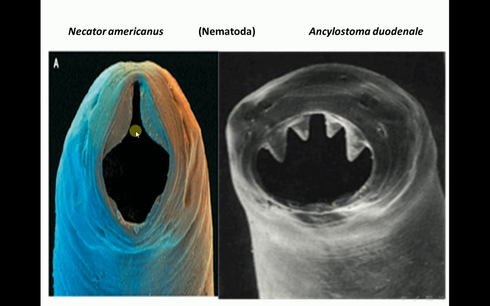Other examples of parasites belonging to nematode are the parasites Necator americanus and Ancylostoma duodenale. We say that the buccal capsule is well developed. In the parasite Necator americanus, we can see the cutting plates in the mouth, while in the buccal capsule of Ancylostoma duodenale, we can see here pairs of teeth.